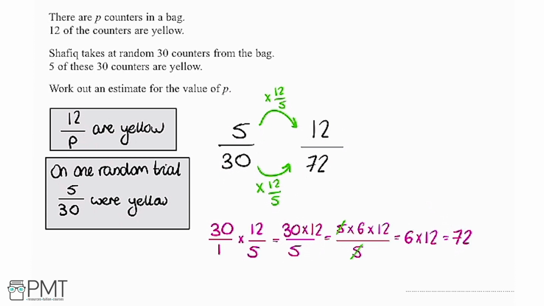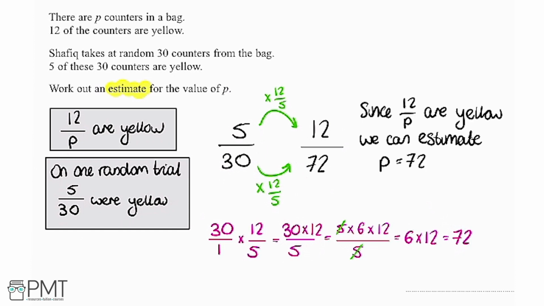Now, like it says in the question, this is only an estimate. That's because this figure of 5 out of 30 being yellow is only what occurred on one trial. Another time that someone takes 30 out of the bag, maybe they get 6 yellow, or maybe they would only get 4 yellow another time. So it's not exact, but using this data that was collected, we've managed to get a rough estimate of how many are in the bag in total.